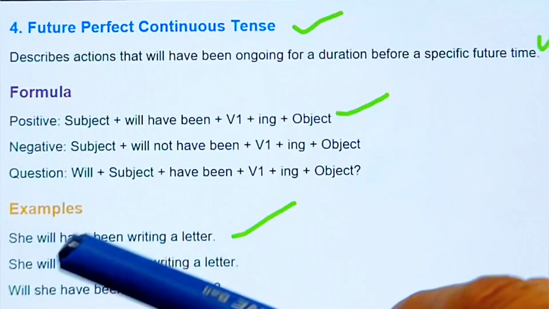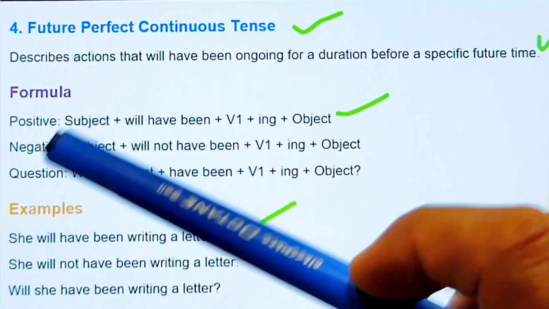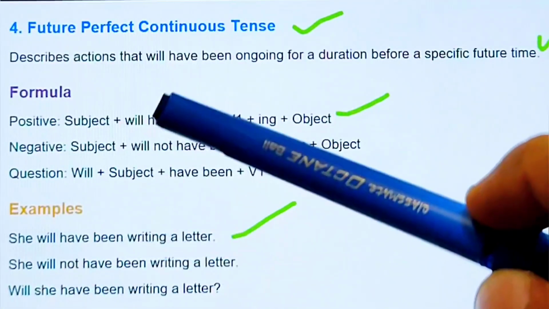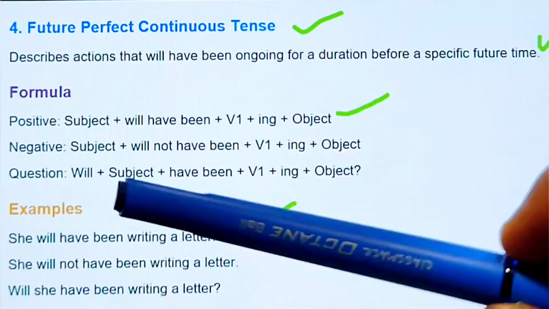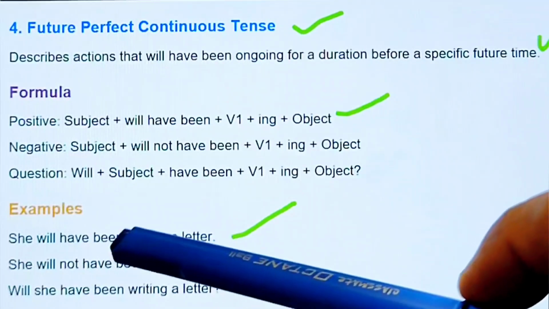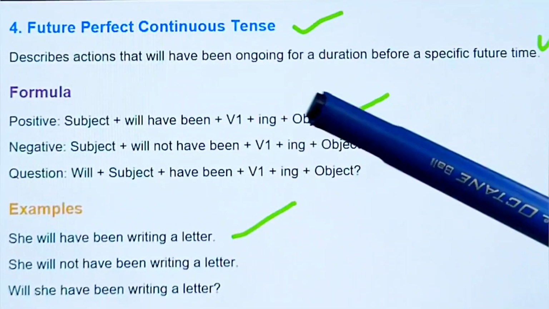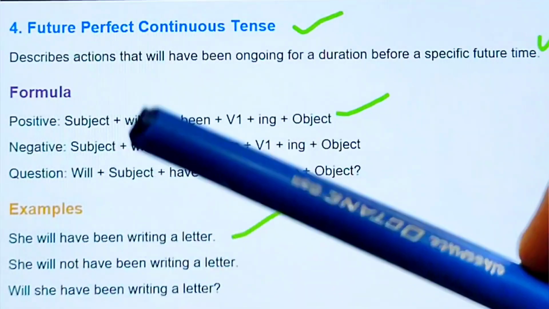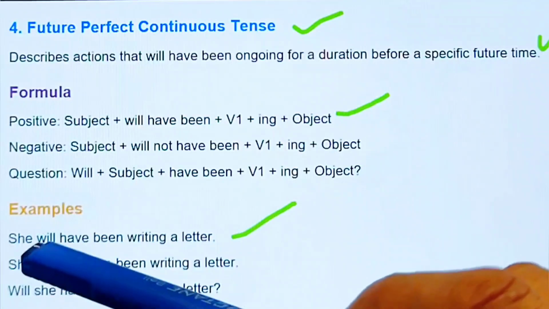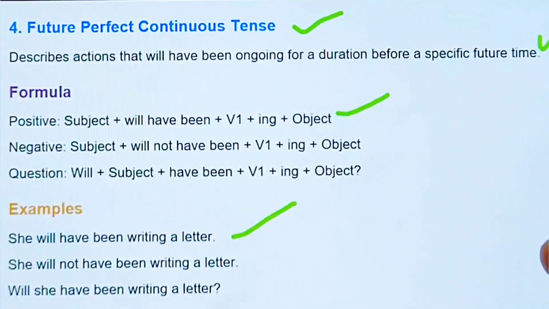Let's have a look at the example here. She will have been writing a letter. So the subject is she, will have been is for the future perfect continuous, and first form plus ing here, write plus ing, writing, and the object here is a letter. So the sentence here: she will have been writing a letter. Very simple sentence. Let's have a look at the next example.